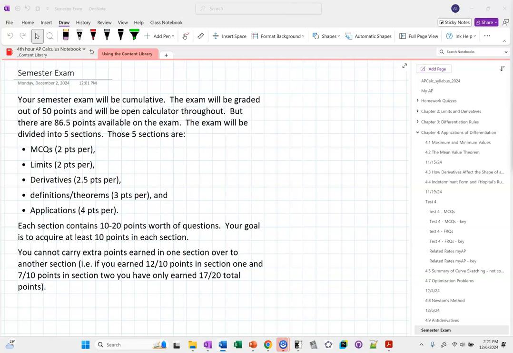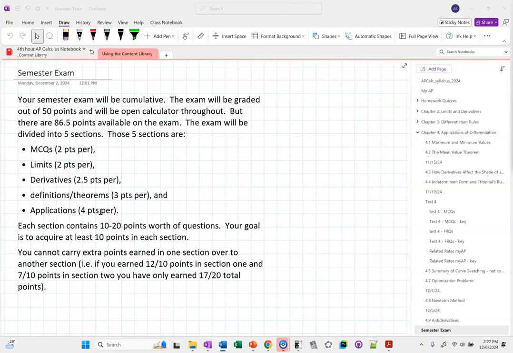It's always stuff like that, which again shouldn't be too bad, right? You don't have to do all of them. Remember, again, the application problems are 4 points per, so you really just need to be able to do 2.5 of them.